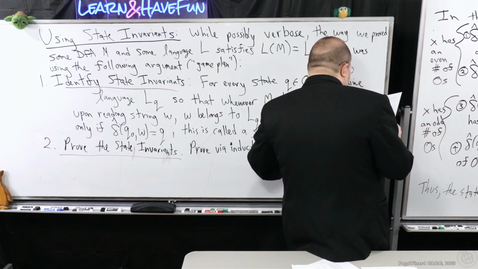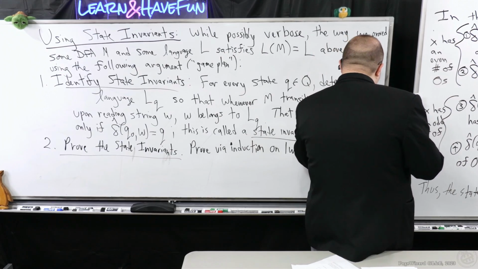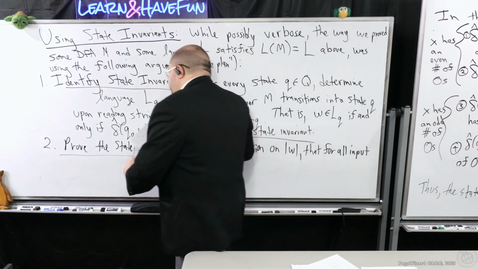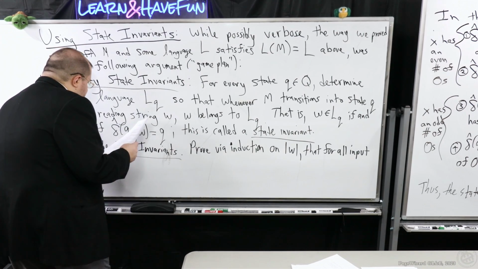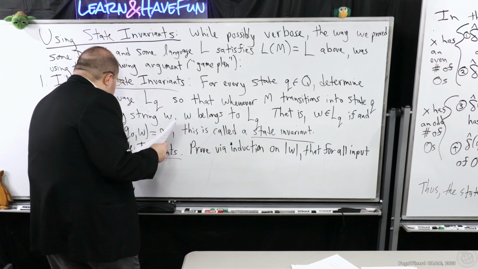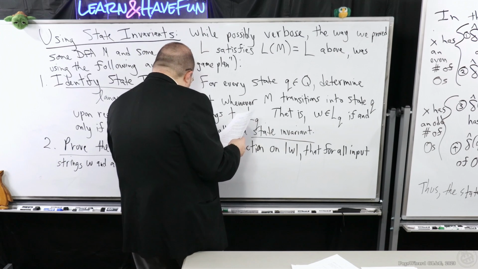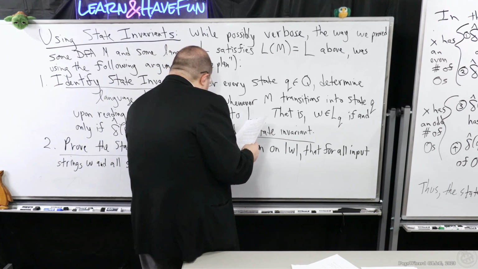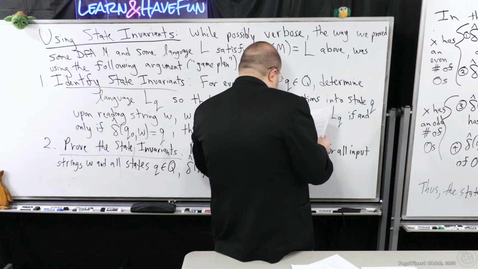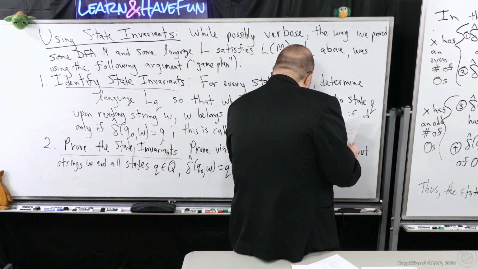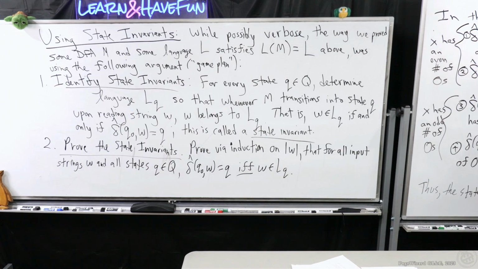Prove via induction on the length of the string that for all input strings W and all states Q in Q, the set of states, delta hat of Q0 and W equals Q if and only if W is in L_Q, as I stated. Is it just formalizing what I had stated a moment ago?